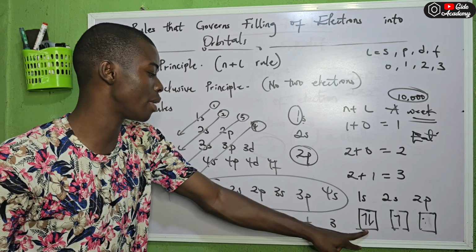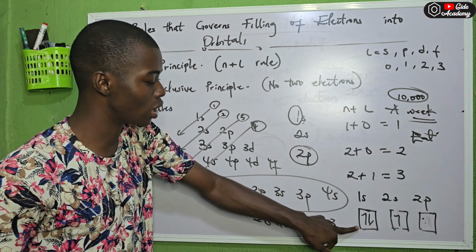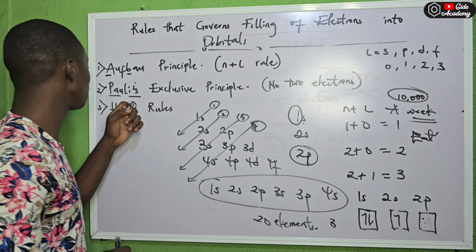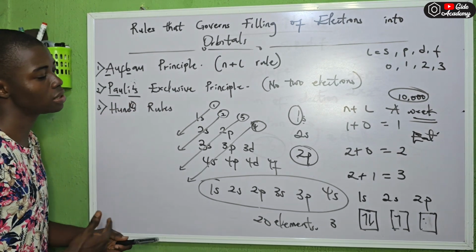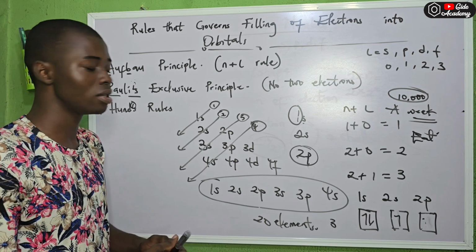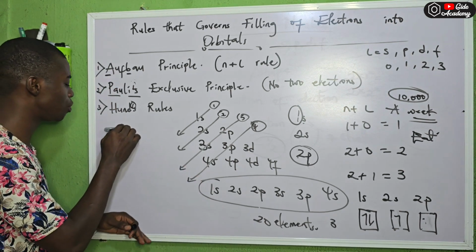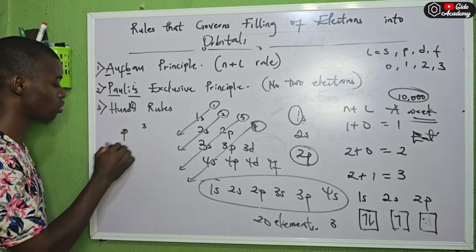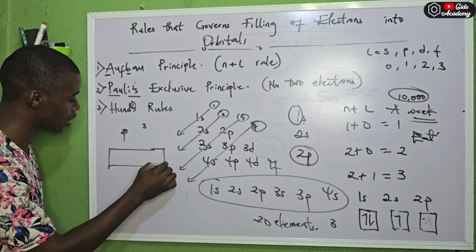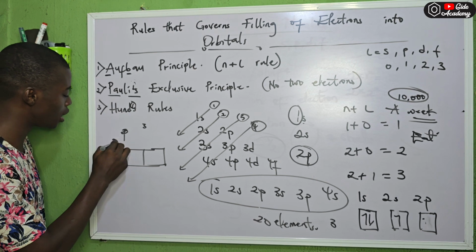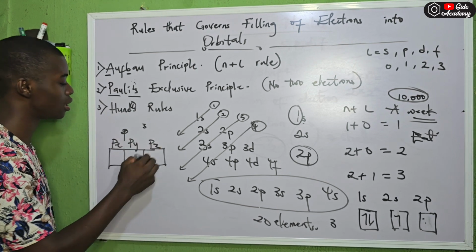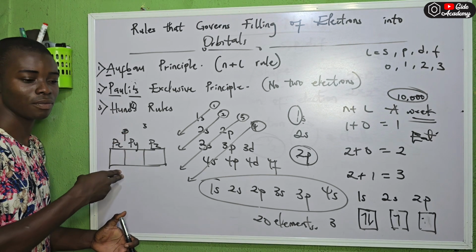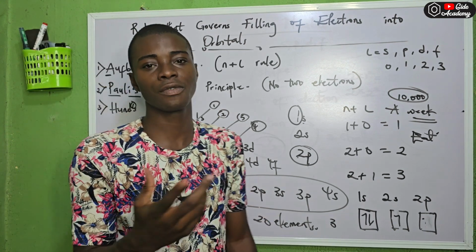Whereas Pauli's is talking about two electrons. You don't have to fill more than two in a particular box. Then for Hund's rule, it explains degeneracy. If you have the p orbital, you see the p orbital has 3 degeneracy. For example, if you want to fill 3 electrons, since it has 3 degeneracy, here is px, here is py, and here is pz. S orbital has 1 degeneracy, p has 3, d has 5, while f has 7.